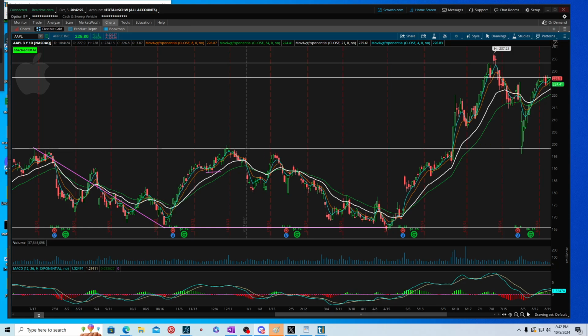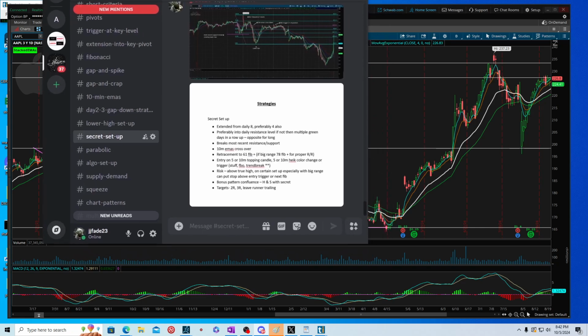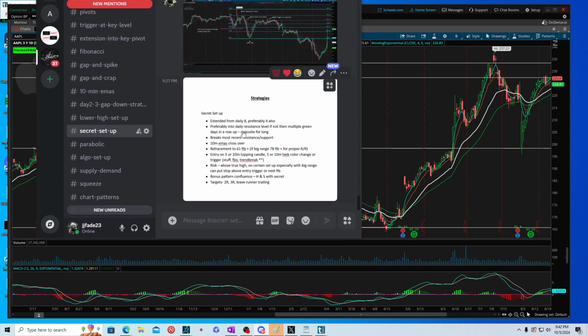This probably needs to be updated. Extended from the daily 8, preferably into daily resistance, not multiple green days in a row up, opposite for long. Breaks the most recent support or resistance. This is the intraday part.